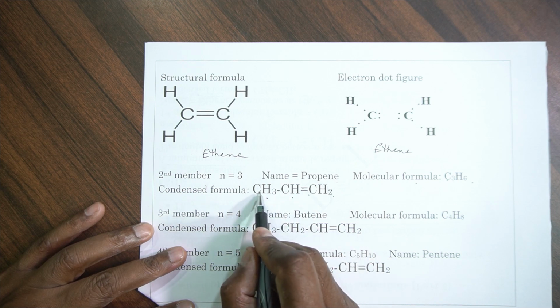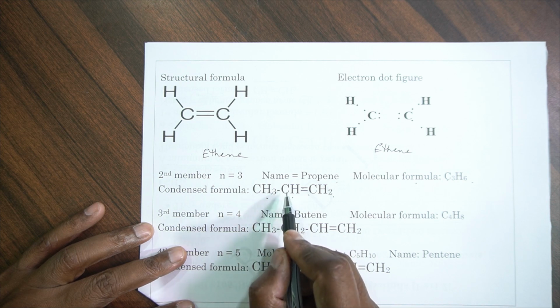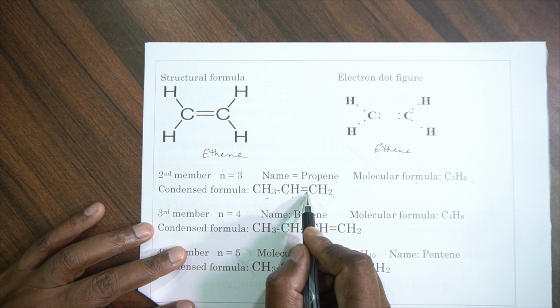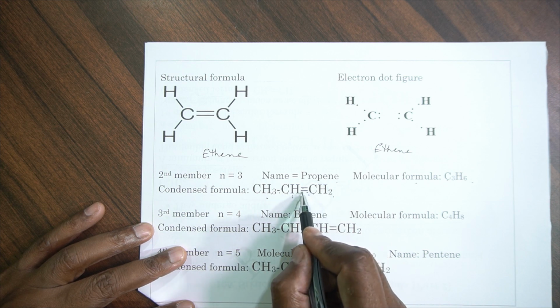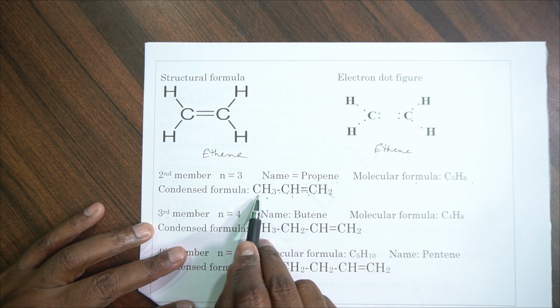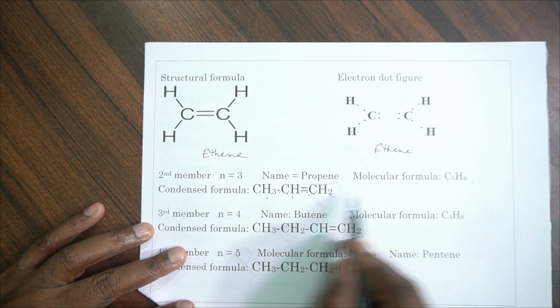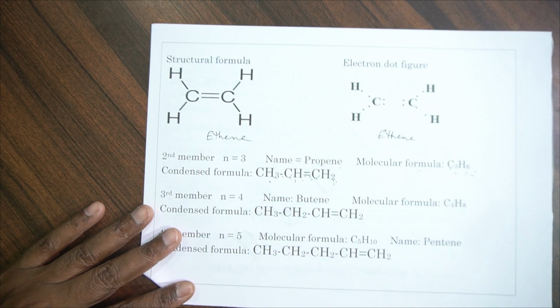So CH3. Why 3 hydrogens? Because there is a bond here already. This carbon has 1 bond this side, 2 bonds this side, so total 3, so 1 hydrogen. And here this carbon has 2 bonds already, so 2 hydrogens. So in the formula, 1, 2, 3, 3 carbons, and 3 plus 1, 4, plus 2, 6 hydrogens. I hope you got it.